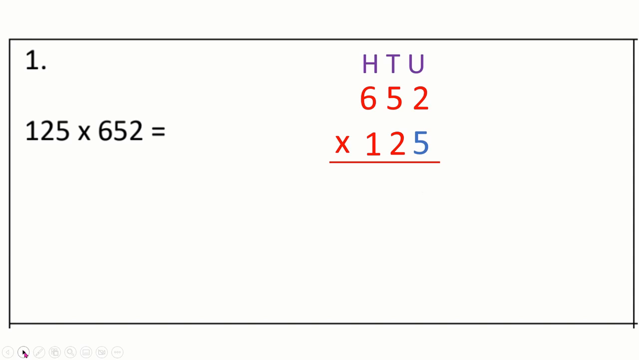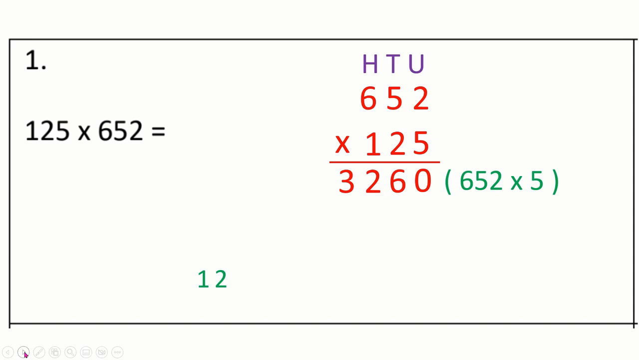5 times 2 is 10. Put down the 0, carry the 1. 5 times 5 is 25. Plus the 1 you're carrying is 26. Put down the 6, carry the 2. 6 times 5 is 30. Plus the 2 you're carrying is 32. So 3,260 is the answer to 652 multiplied by 5.